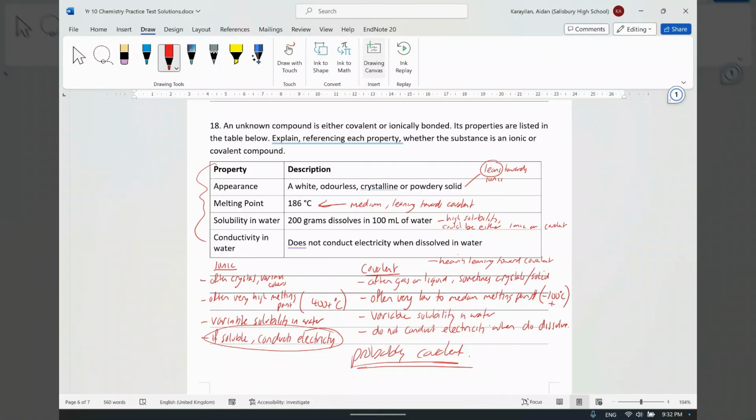So hopefully this helps with each of these questions, and hopefully it helps you in future for other questions of these types. Because I don't want you just to be able to answer these questions. I want you to be able to answer any questions that are similar to this.